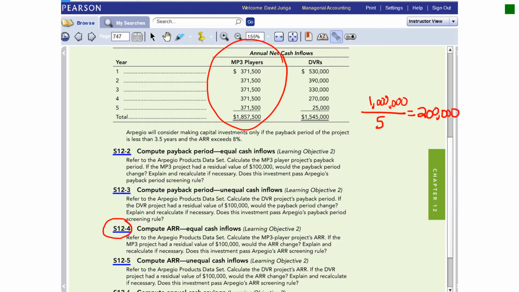And the way you do this particular type of return is you take the average annual income from this asset. So what you do is you take the 371,500, you subtract out any depreciation, which in this case is 200,000, and then you would divide by the initial investment, which is $1 million, and that's how you would get the accounting rate of return.